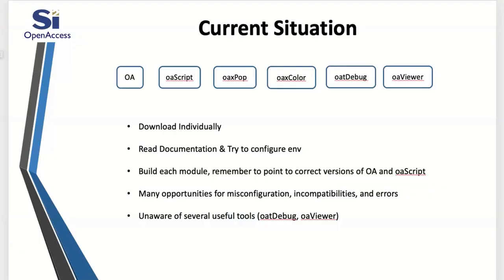Those of you who have built OA and OA script and the extensions have probably encountered many opportunities for misconfiguration, incompatibility, and errors. So there's clearly some area for improvement on this. In addition, if you are downloading OA and maybe OA script, you may not be aware that there's OAXPOP and OAXColor and other useful tools that you could benefit from.